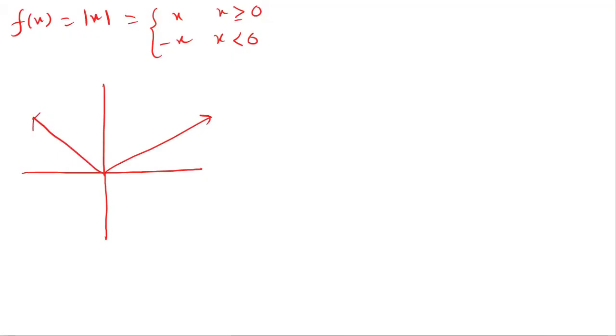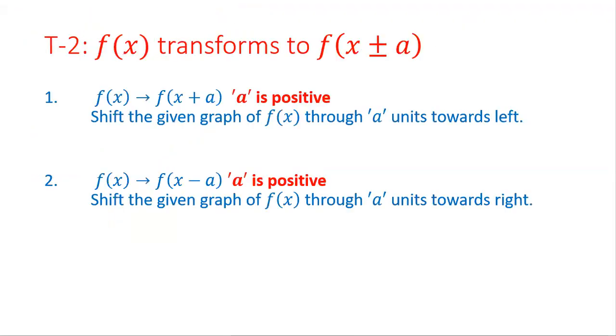Now I'm transforming to mod of x plus 2. What is mod of x plus 2? Now you see what I have shown. If f of x plus a, obviously a is positive, then you shift the graph of f of x a units towards left. That means if the graph starts from here, then a units towards left means this graph will start from here. And if it is f of x minus a, then the graph will start from here.